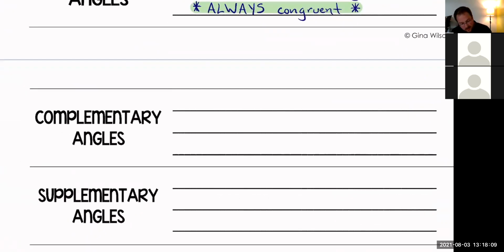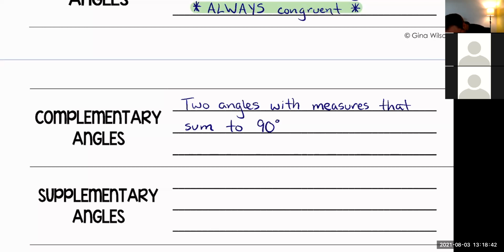Next one on our list, complementary angles. Complementary angles have to do with a unique relationship between two angles' measurements. So this is when two angles, complementary angles are two angles with measures that sum to 90 degrees.